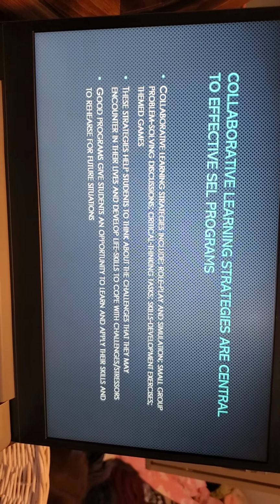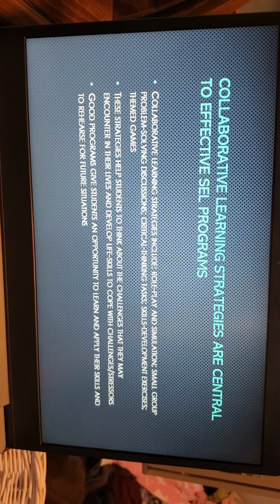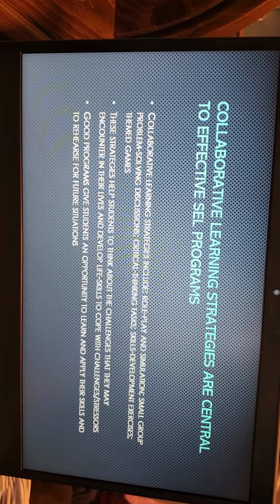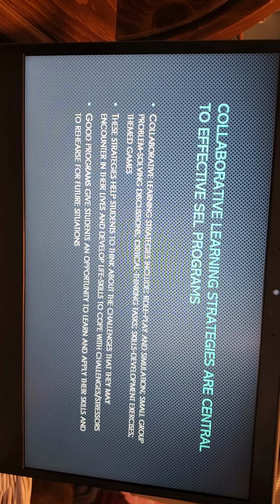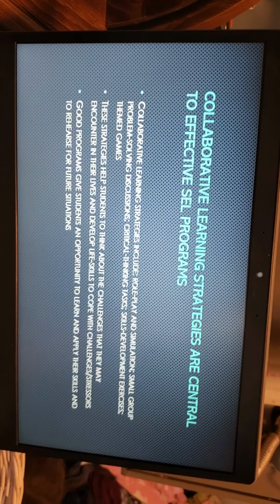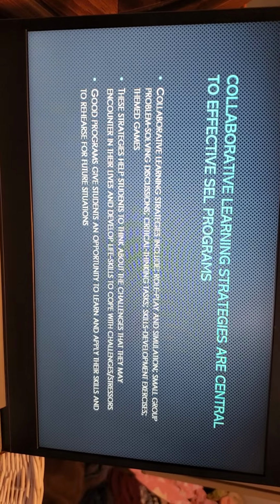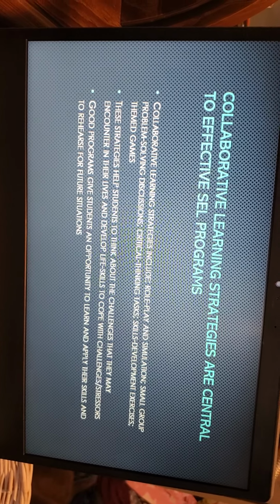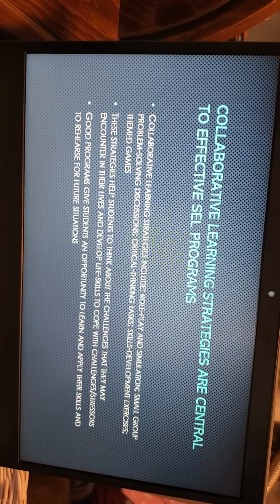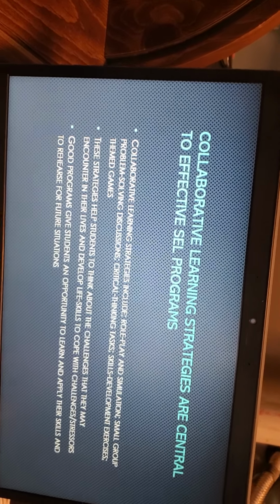Critical thinking tasks, skills development exercises, and themed games. They said that these strategies help students to think about the challenges that they may have and encounter in their lives and develop life skills to cope with the challenges and stressors. The good programs give students an opportunity to learn and apply their skills and to rehearse for future situations.